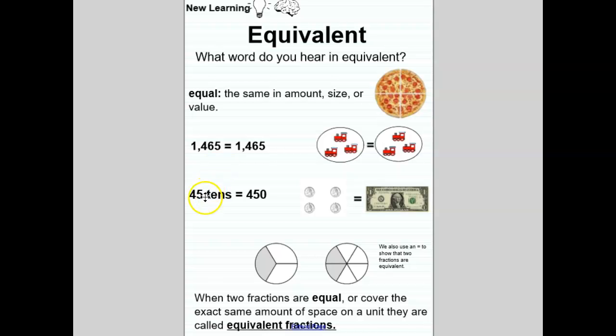Here are some other examples of equal values. 45 tenths we know is equal to 450, and 4/4 is equal to what, third graders? Yes, $1. So we use that equal sign to show that these amounts are equal. I also want to tell you that when 2 fractions are equal or cover the exact same amount of space on the unit, they are called equivalent fractions. And something that's really cool is that you also use that equal sign to show that 2 fractions are equivalent.